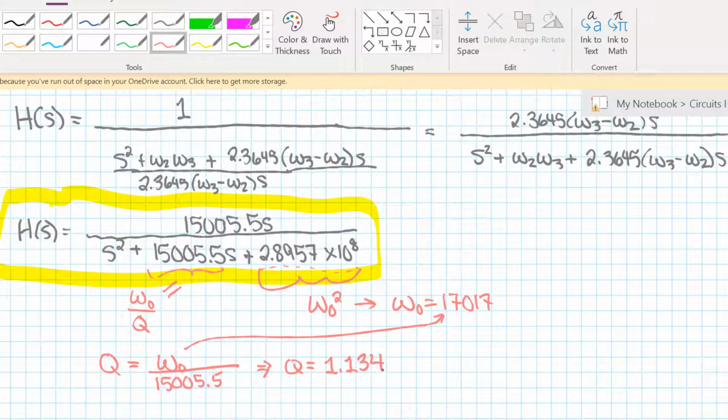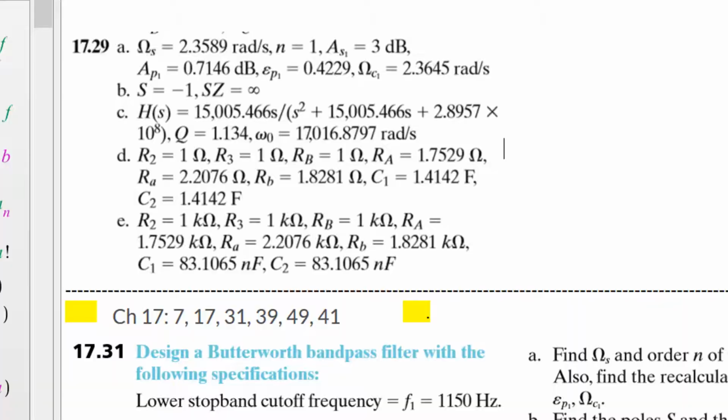Okay, and then I'll go check my answer to this. Okay, so there's the transfer function, and I just rounded. You could have kept going. So there, my transfer function looks good. There's my Q, there's my omega. Okay, so that looks good. So good for part C.